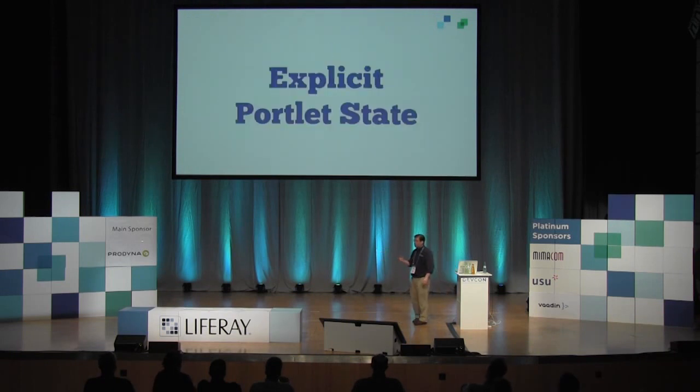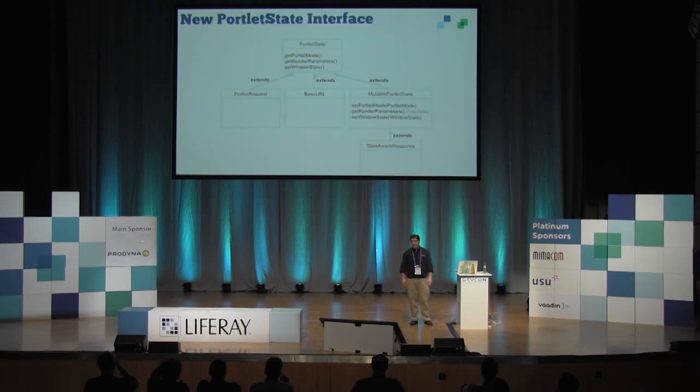Before I show you that code, first I want to talk about another feature we're adding in Portlet 3 called explicit Portlet State. Now the problem with what we call Portlet State is that in the API, it's there, but it's kind of implied. And it's kind of fuzzy, it's not really clear as to what we mean by Portlet State. So in Portlet 3, we're getting very explicit.